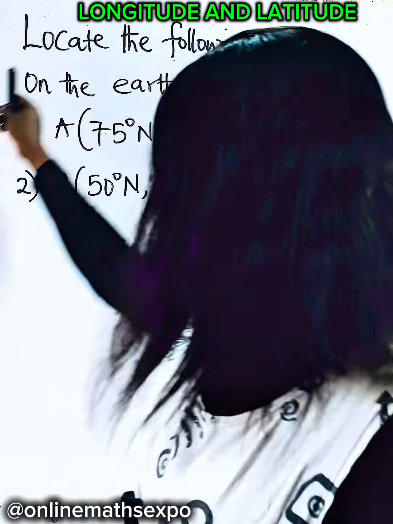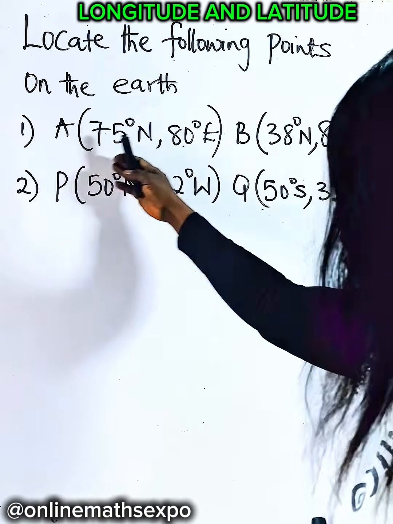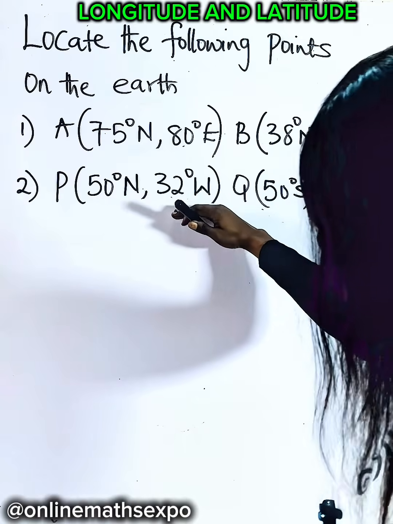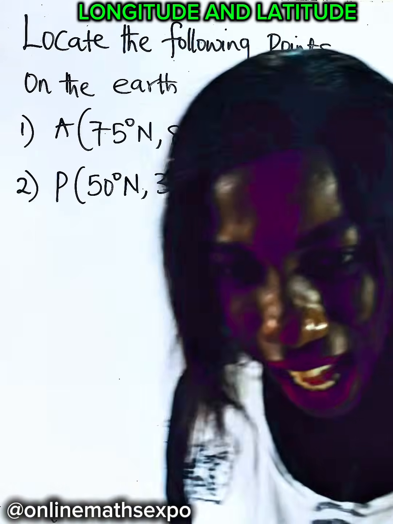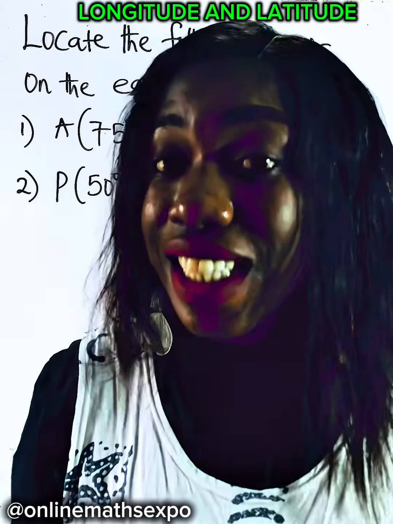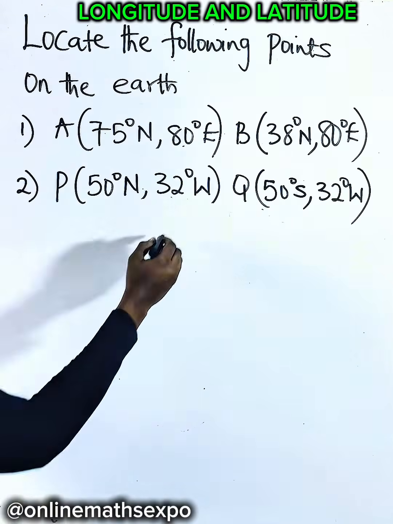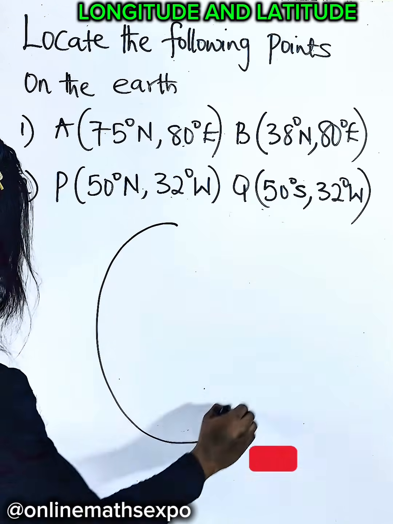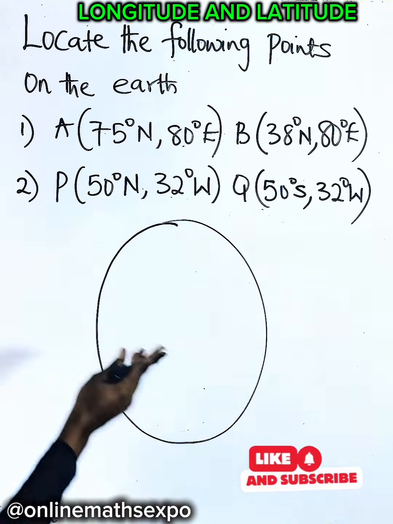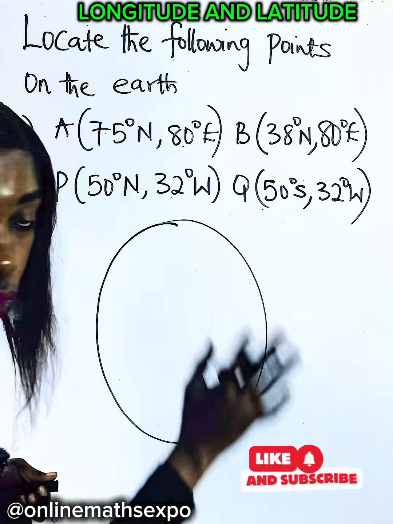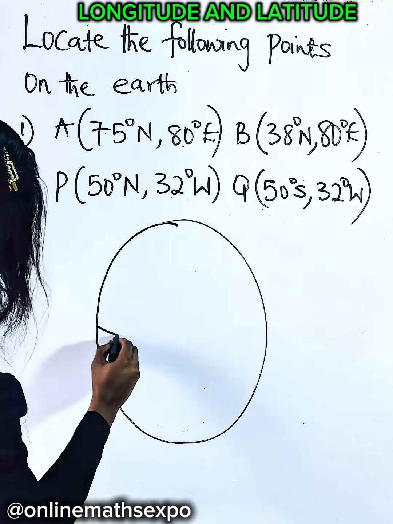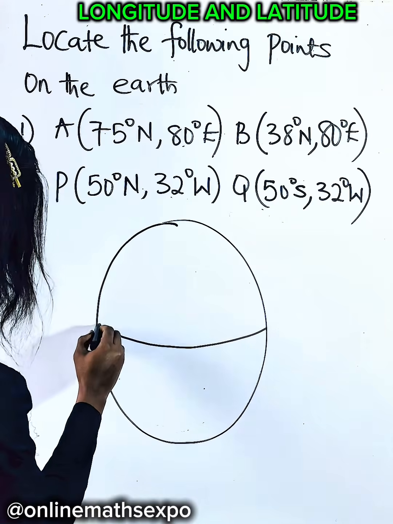Let me teach you how to locate points on the Earth. These are what we have. I teach you the first, you do the second. So engage actively. You know too well that the Earth is spherical, just like this. Now there is a line that divides it horizontally and equally. This line is the one we call the equator.